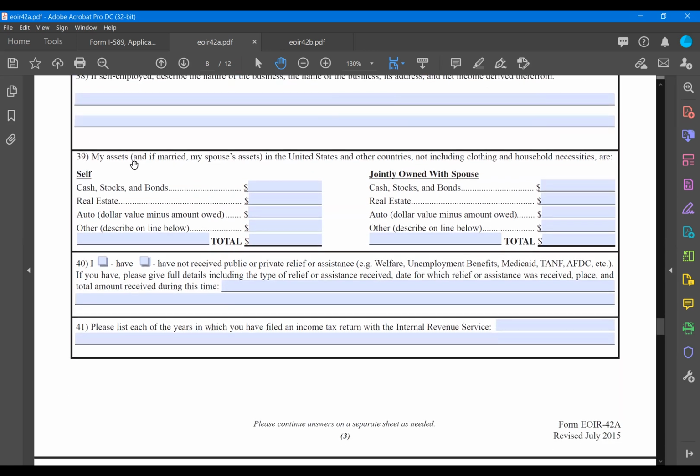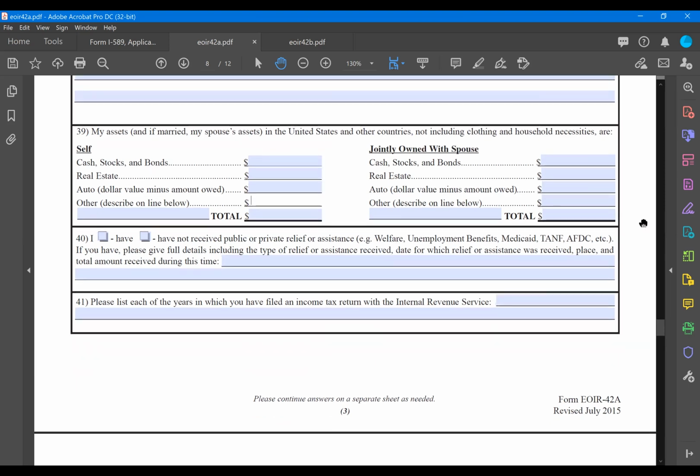On 39, we list assets, both those owned exclusively by the applicant and ones that they own with their spouse. So cash, stocks, and bonds, I don't see that very much. People, in my experience, don't have a lot of that. Real estate, any houses or property they own, any vehicles they own, anything else they might own that might be an asset, and then total those up.